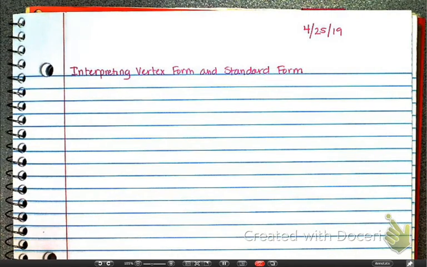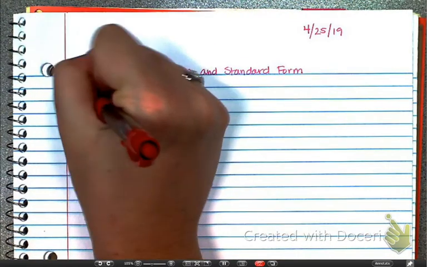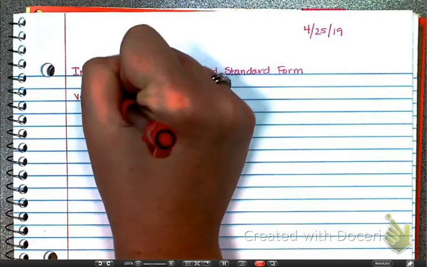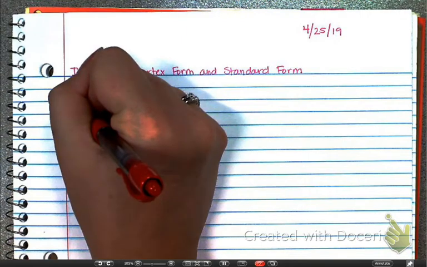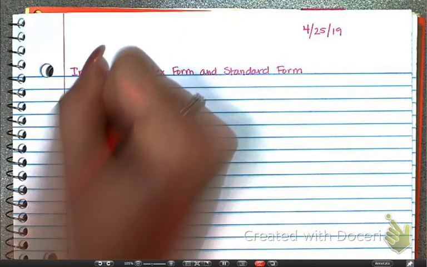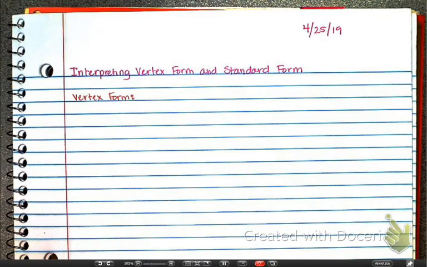We're going to talk about the differences between vertex form and standard form. We're going to switch between them. We're going to write equations, do a bunch of fun stuff. So first and foremost, what is vertex form? I'll give you a second to write that. And then we need to figure out what vertex form is.